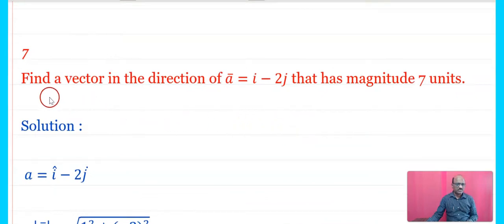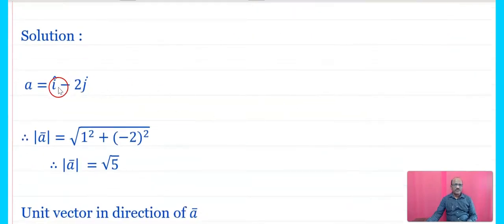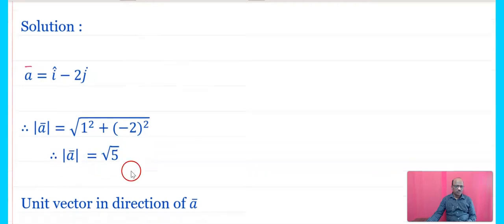Again, this problem is very simple. Find a vector in the direction of A bar, that is i cap minus 2j cap, that has the magnitude 7 units. That is, A bar is equal to i cap minus 2j cap. Its magnitude is root of 1 square plus, in bracket, minus 2 square, that is 1 plus 4, 5. Mod of A bar is equal to root 5.